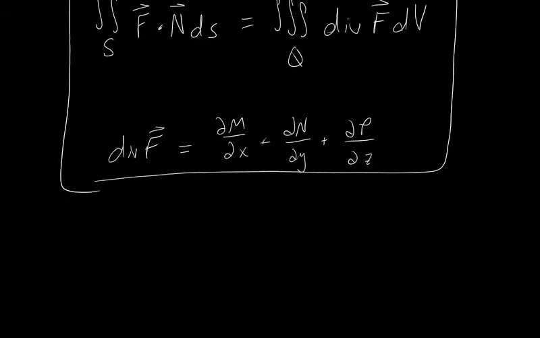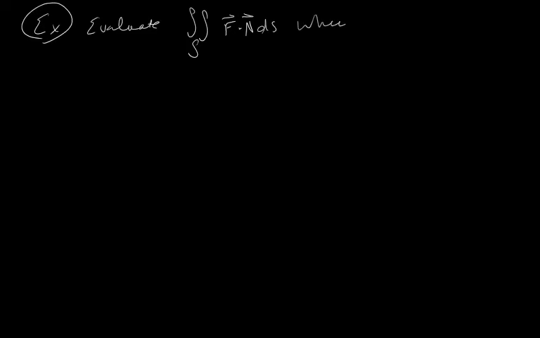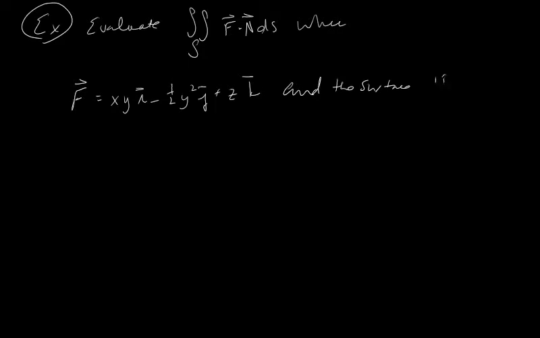All right, so why don't we jump right in with an example here. Let's evaluate the double integral over S of F dotted with n dS, where F is equal to xy in the i direction minus 1/2 y squared in the j direction plus z in the k direction, and the surface is given by the following. We've got z equal to 4 minus 3x squared minus 3y squared for 1 less than or equal to z less than or equal to 4.